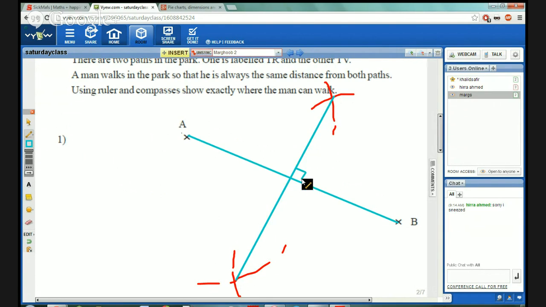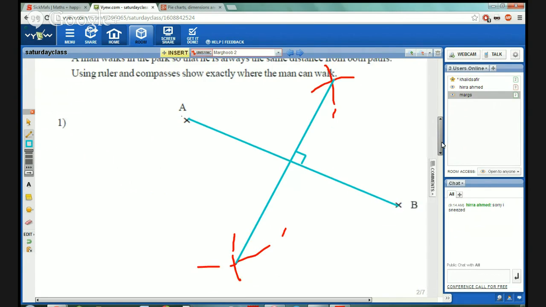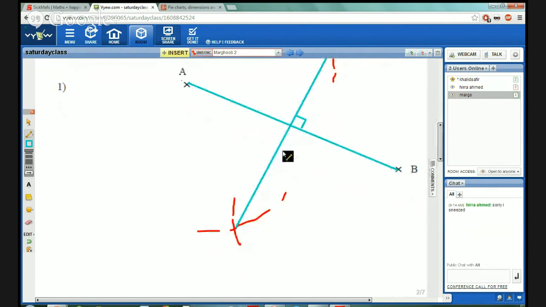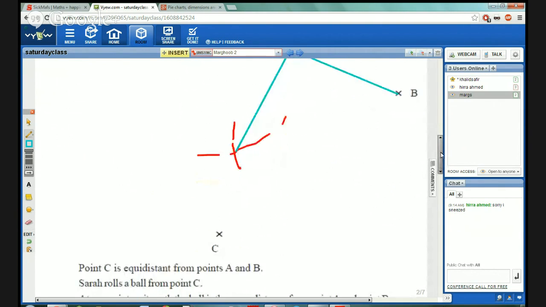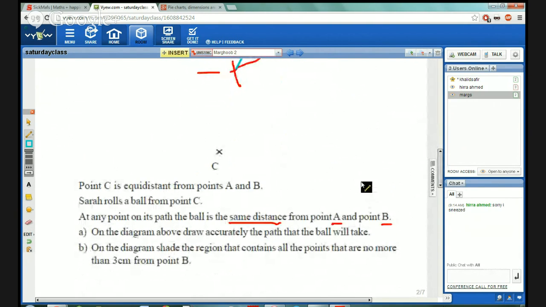that makes it nice and perpendicular, and it's bisecting, and basically every single point on this line is what between A and B? Equidistant. Yeah, equidistant. And is that the end of it? Can't be.